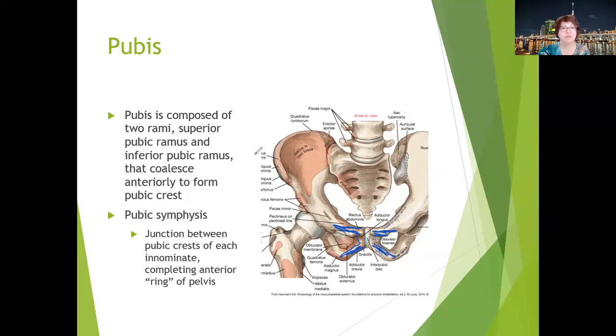Okay, so the two rami coalesce anteriorly. Don't you like that word? And they form the pubic crest. The pubic symphysis is a junction between the pubic crests, and that completes the anterior ring of the pelvis. So the pubic symphysis is a cushioning joint, and there is a little bit of motion in it, but not a lot. It's structural.